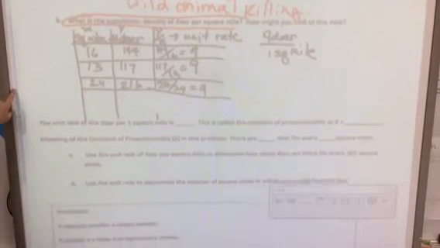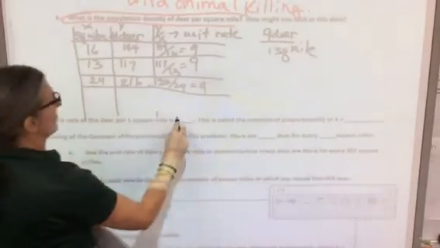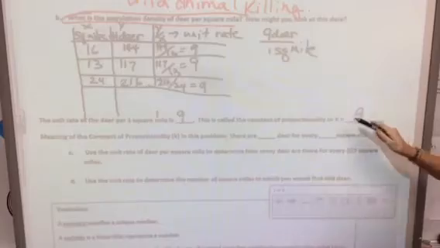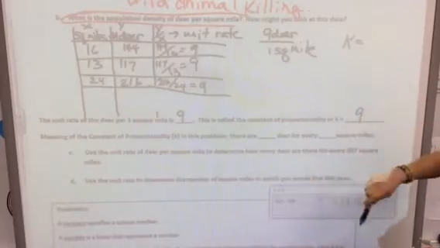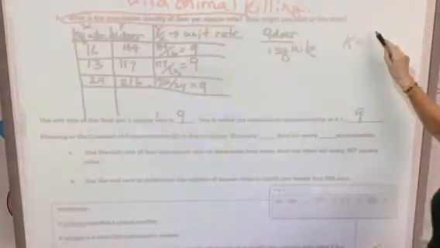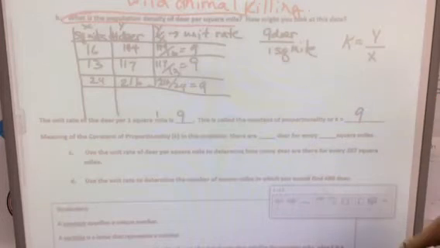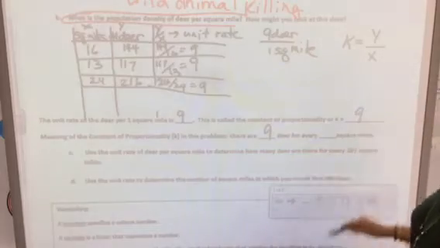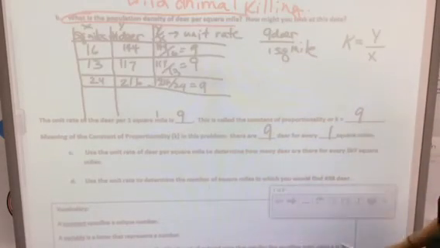All right, so the next thing, it says the unit rate of the deer per 1 square mile is 9. This is called the constant of proportionality, or K. So we say that K is equal to 9, and we got that by taking y divided by x. We've looked at this equation before. So the meaning of the constant of proportionality K, in this problem, is there are 9 deer for every 1 square mile.